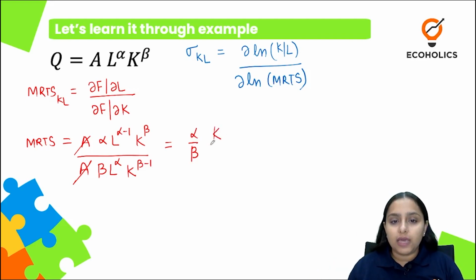So I would get K here. Similarly, I would get L here. Now this is MRTS. Here we have already got the answer in K by L. But what if you have a CES production function? You will not get the answer in K by L.